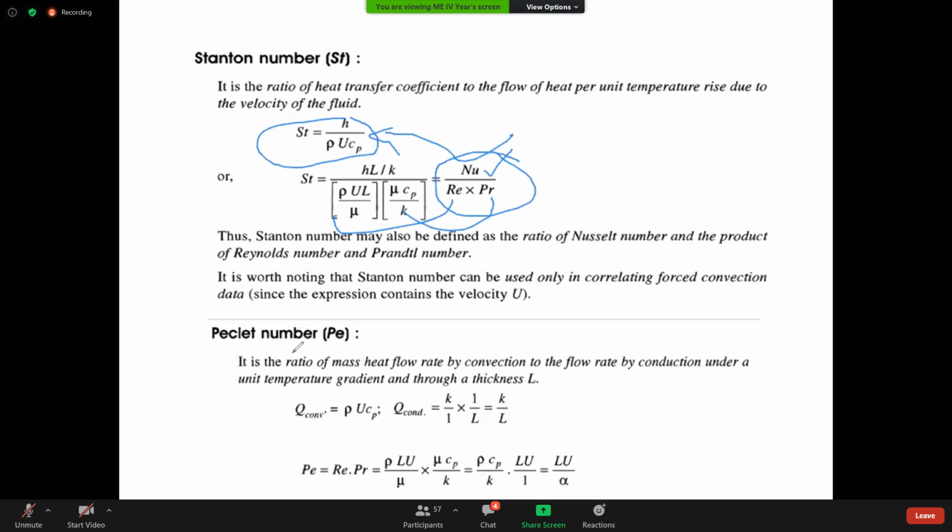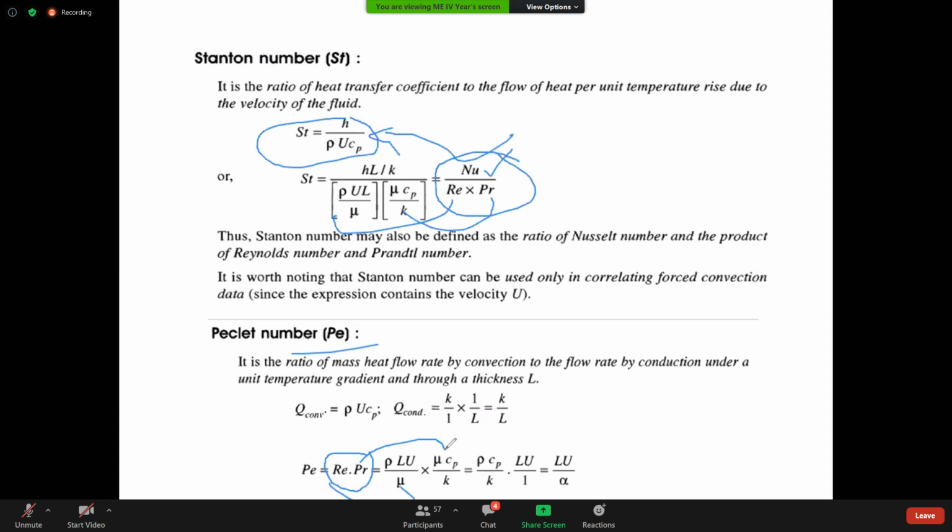Next, Peclet number, the product of Reynolds number and Prandtl number. You know the Reynolds number, you know the Prandtl number. That is the Peclet number. Sometimes in the problem, they will give a Peclet number directly without giving the geometry.